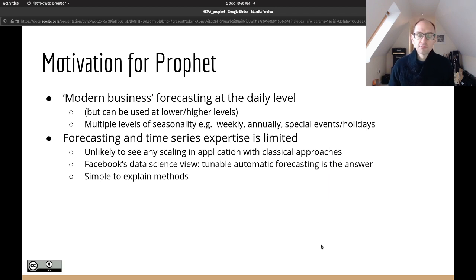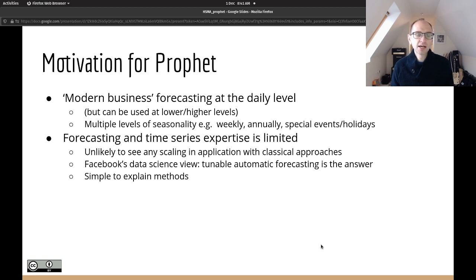So what is the motivation for Prophet? In many ways, Prophet has taken old ideas and implemented them in a really nice package that's easy to use, and it's slightly different from how things have been done before. It seems to work very, very well for daily level data. So that's kind of the overriding motivation, is modern forecasting at a minimum kind of needs to be at a daily level, but you can use it at lower levels. So you could use it at an hourly level. You can also use it at a higher level, so you could use it to forecast monthly level data or weekly level data if you wanted to. But it seems to sit very nicely at this daily level.